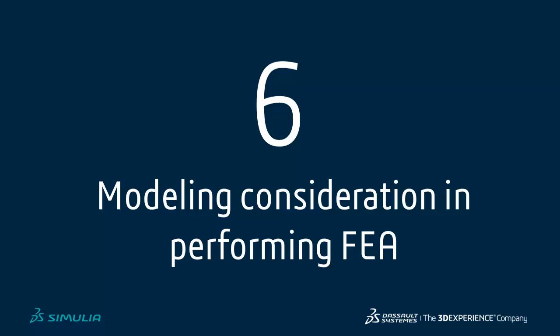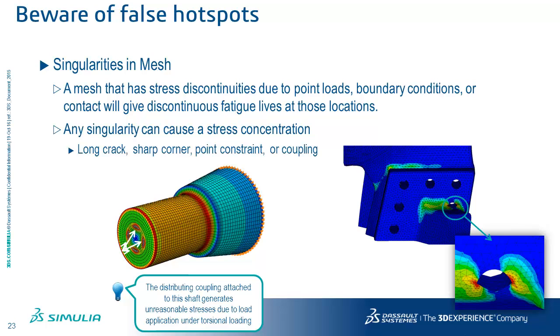And number 6 is how you handle the singularity in the mesh. For example, if you have a distributing coupling attached to the mesh directly, or if the boundary condition is too close to where the peak stress is happening, then you may have a discontinuity in the stresses, so that you may have a hotspot in the fatigue calculation.